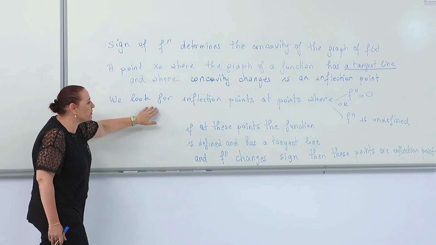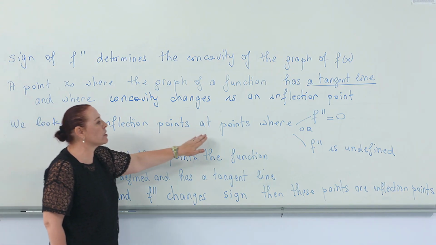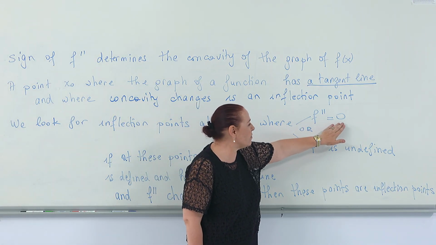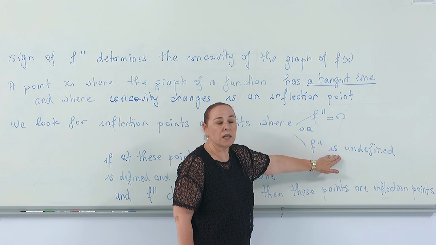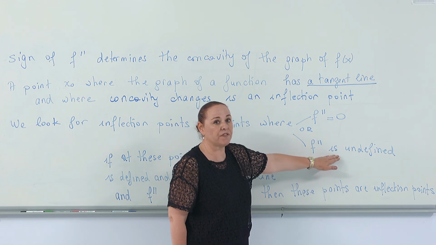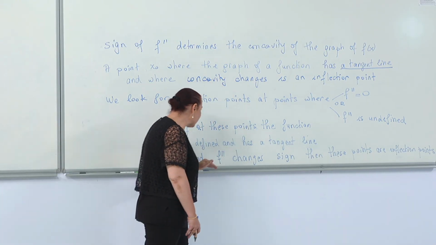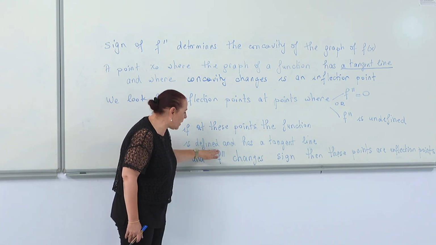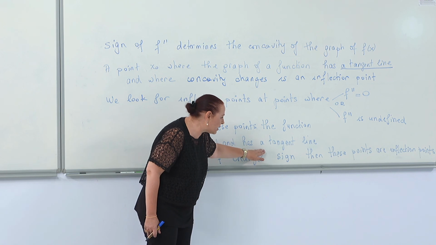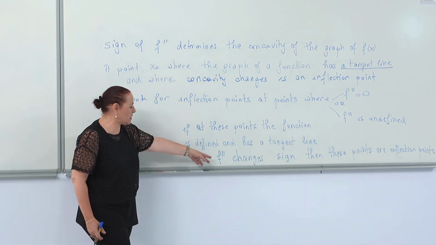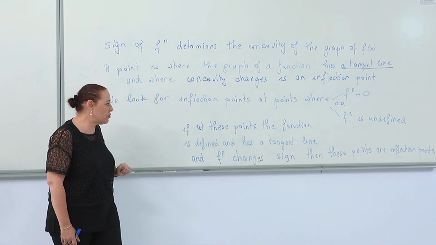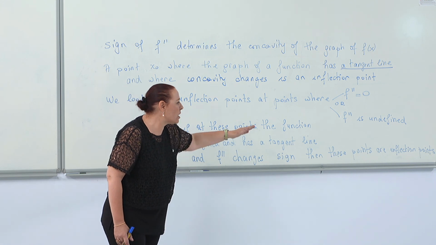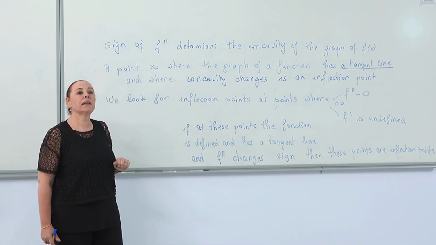We look for inflection points at points where the second derivative is 0 or the second derivative is undefined. But if at these points the function is defined, has a tangent line, and the sign of the second derivative changes, then these points are inflection points.